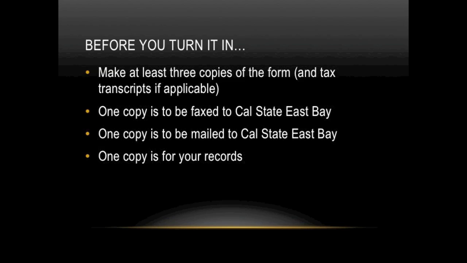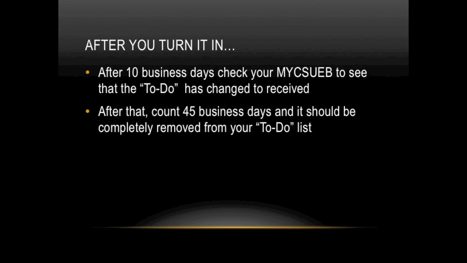Now that the form is complete, you want to make sure to do a few things before you turn it in. First, you should make at least 3 copies of this form and the tax transcripts if you need to provide them. One copy is to be faxed to Cal State East Bay to the Financial Aid Office. One copy is to be mailed to the Financial Aid Office, and the last copy is for you to keep for your records. Mailing and faxing these forms will provide 2 methods of delivery so you can ensure your forms are received. And keeping a copy for yourself is beneficial for you just in case you have to resend the forms. After you have mailed and faxed your forms, you count 10 business days and the form should have been received by our Financial Aid Office.